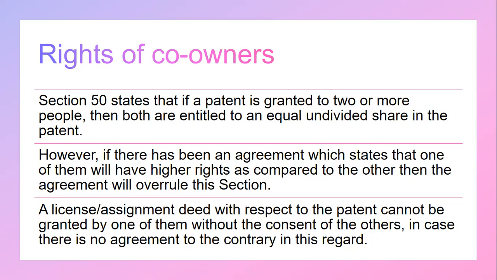But there is a catch: if there is an agreement which states that one of them will have higher rights as compared to the other, then the agreement will overrule the section. Otherwise we both were joint applicants, we both have joint rights, we are co-owners of the patent under section 50. But suppose we have an agreement which says that I gave more capital for the patent, I made all the investments, I raised all the capital, I did more work than you, so I am entitled to a higher share, and you have signed that agreement. In that case, section 50 will not apply.